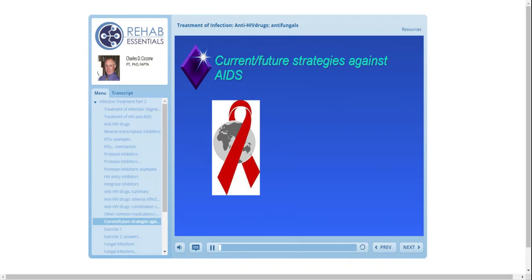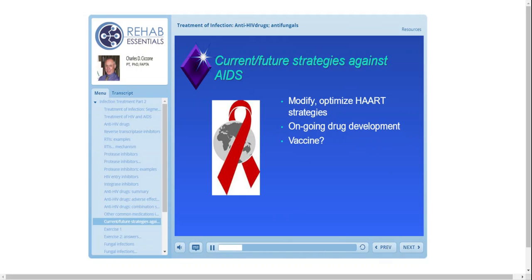So where are we in terms of current and future strategies? I mentioned several times, drugs are still being developed to in some way affect HIV proliferation, HIV infection. And we will certainly continue to modify the cocktails, the HAART strategies, as newer drugs come onto the market. So ongoing drug development is a real need for this, and it is certainly hopefully going to produce newer and even more effective drugs. But the key question is a vaccine. Will we have an HIV vaccine? This is going to be difficult.